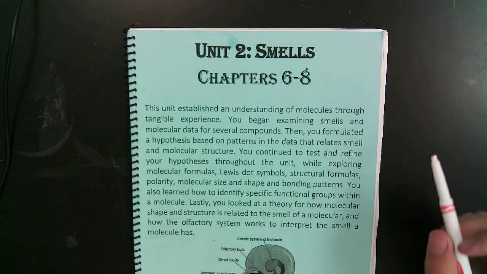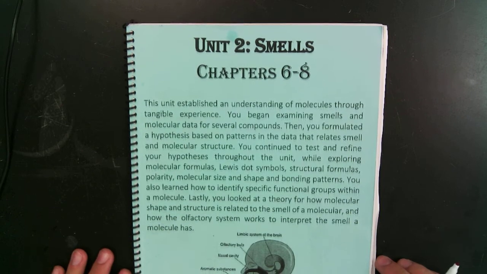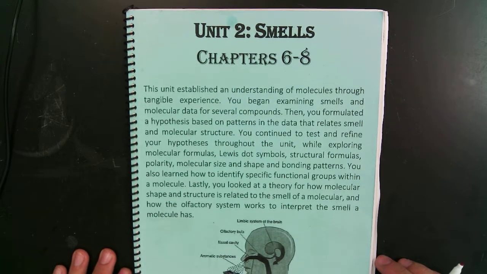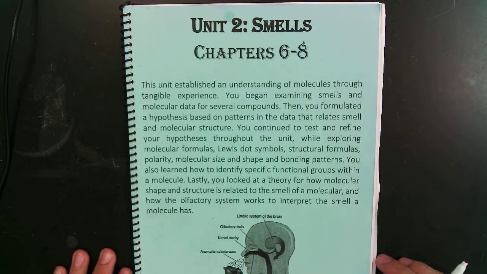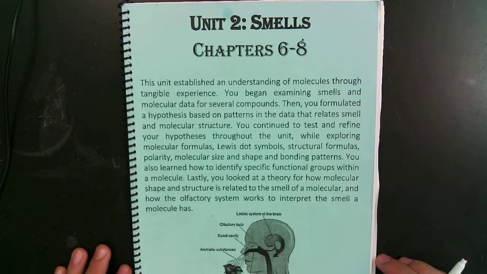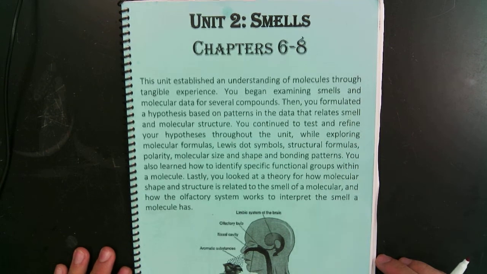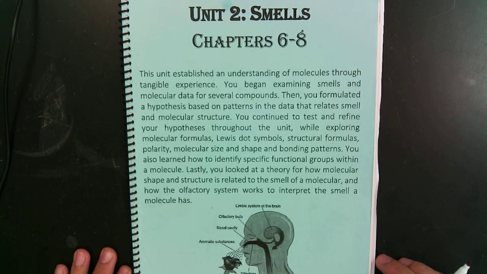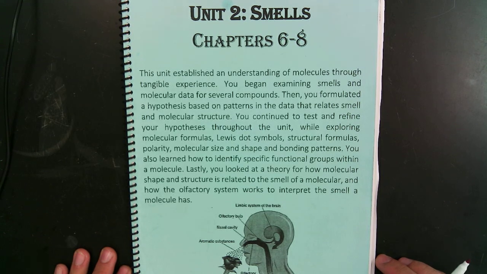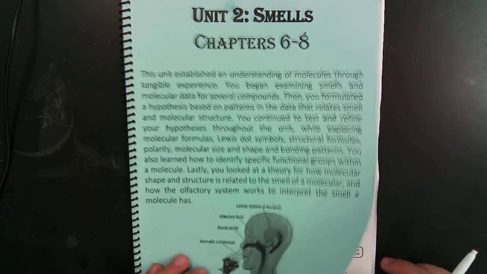You continued to test and refine your hypotheses throughout the unit while exploring molecular formulas, Lewis dot symbols, structural formulas, polarity, molecular size, and shape, and bonding patterns. You also learned how to identify specific functional groups within a molecule. Lastly, you looked at a theory for how molecular shape and structure is related to the smell of a molecule and how the olfactory system works to interpret the smell a molecule has.